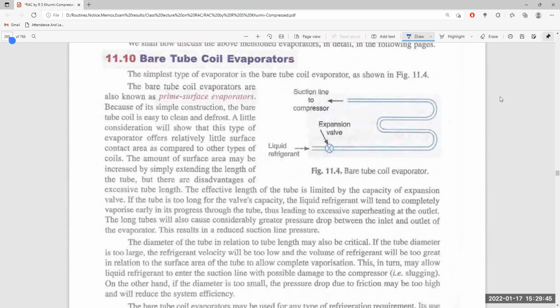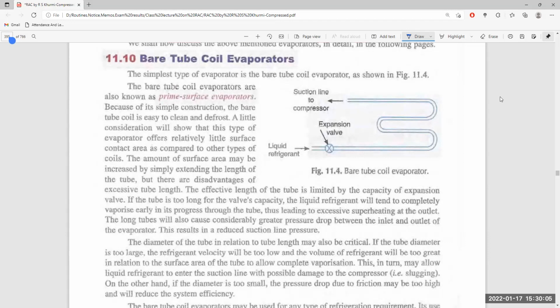The bare tube coil evaporator is known as the prime surface evaporator because it is a simple construction. Bare tube is very easy to clean and defrost. A little consideration will show that this type of evaporator offers relatively little surface contact area as compared to the other types of coils.